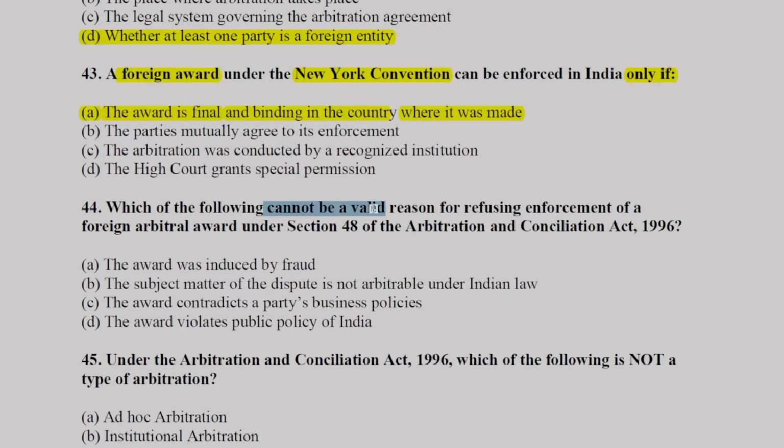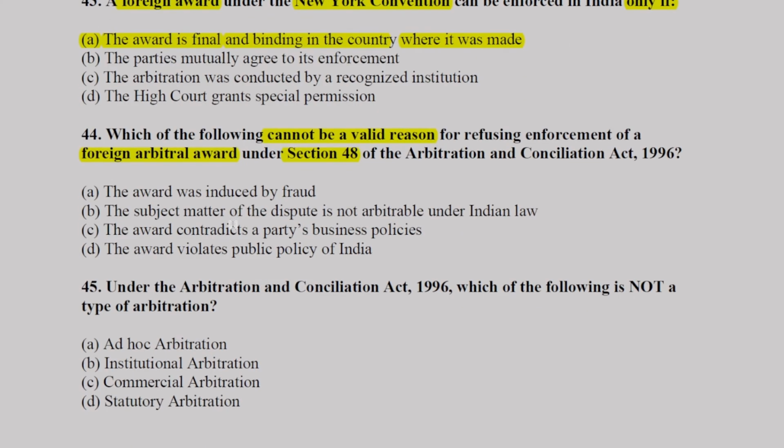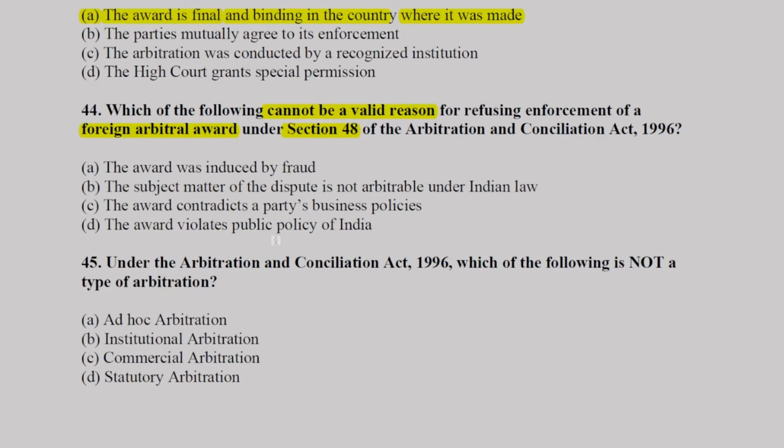Which of the following cannot be a valid reason for refusing enforcement of a foreign arbitral award? Under Section 48, the award was induced by fraud. The subject matter of the dispute is not arbitrable under Indian law. The award contradicts a party's business policy. The award violates public policy of India. The award contradicts a party's business policy. So the answer should be C.